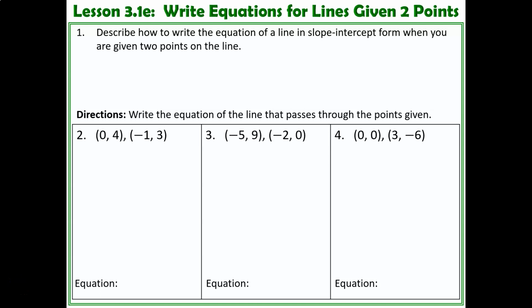All right, today we're going to write an equation just given 2 points. Number 1 says, describe how to write the equation of a line in slope-intercept form when you are given 2 points. So the first thing we're going to do is use the slope formula to find the slope.